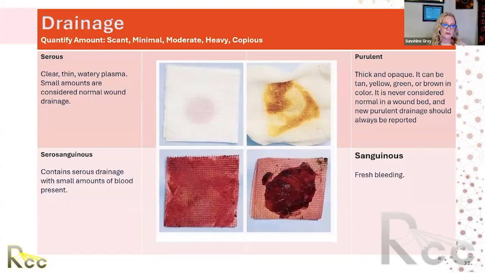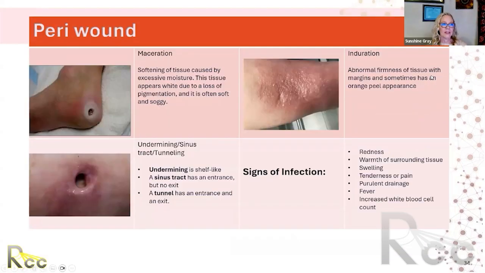It's also important to quantify what you're seeing. Is it just a minimal amount? Is it pretty moderate? Is it heavy and copious? Because that all impacts how we're going to care for those patients. And then we also want to talk about what the surrounding area of the wound looks like.